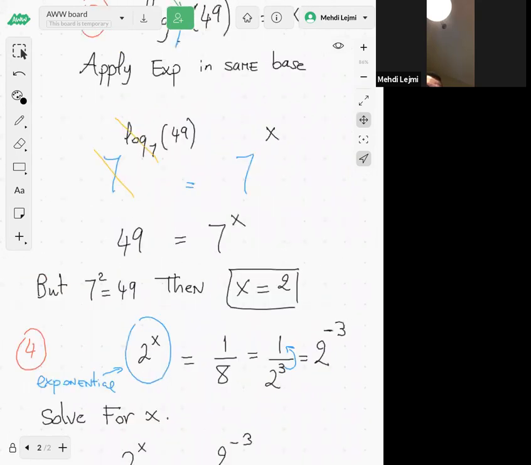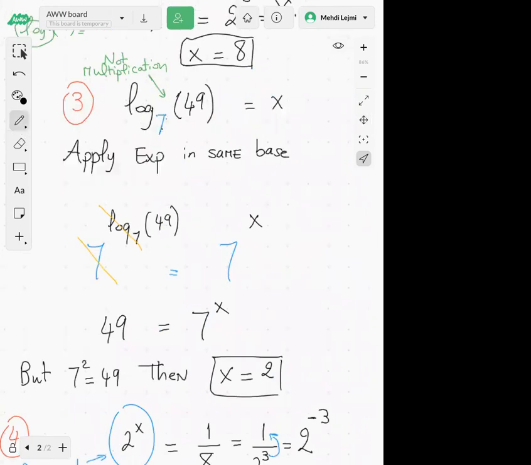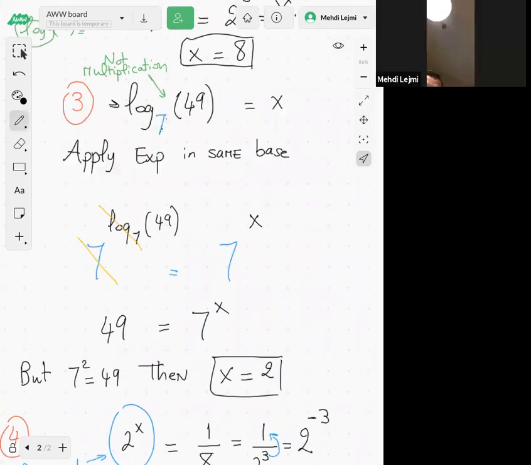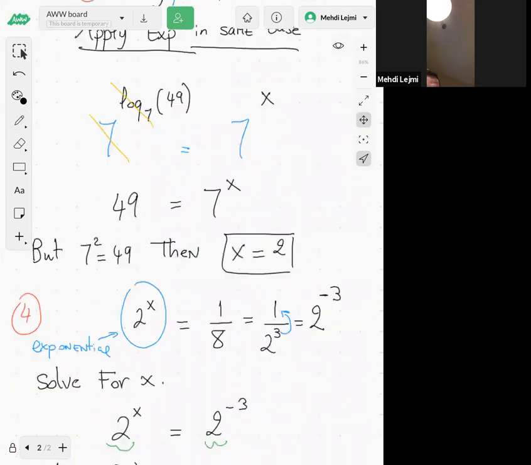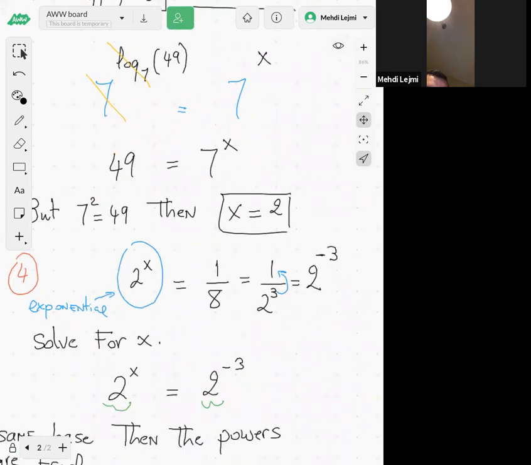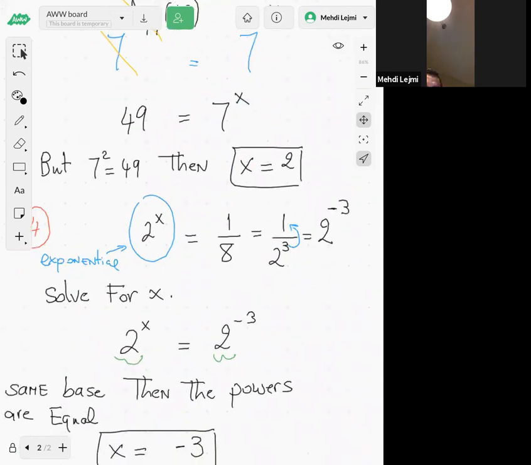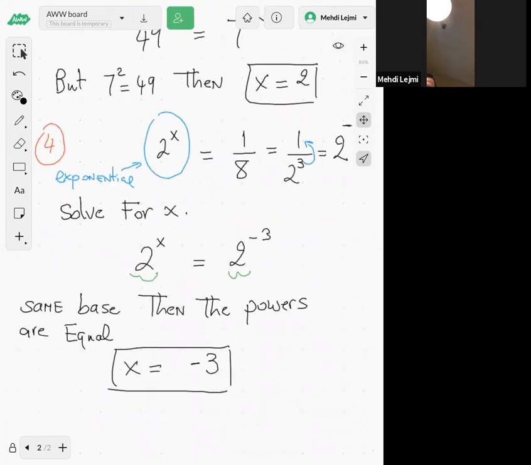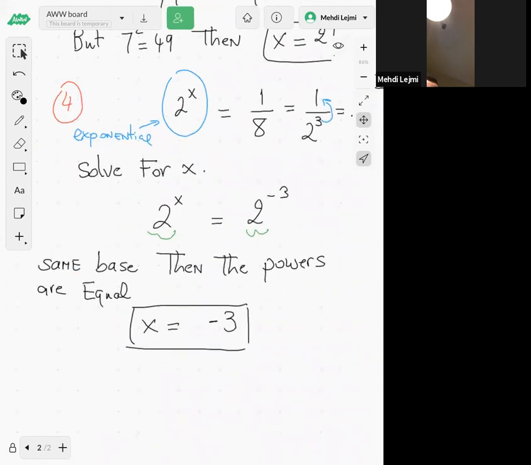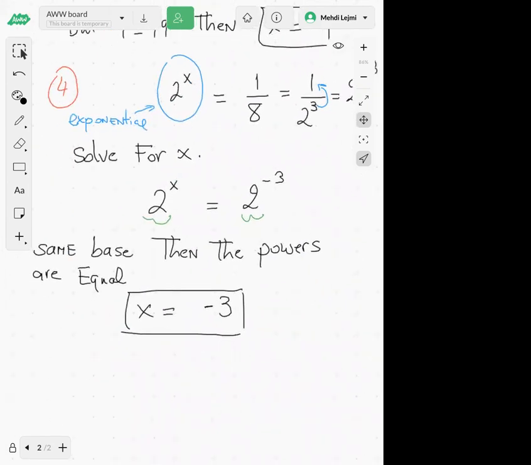So if there was a log, as you can see in this example, then you apply exponential in the same base to get rid of the log, right? And now what I'm saying is that in this example there's no log, it's just an exponential, 2 to the power x, and you are trying to solve for x. So I didn't apply any log here.